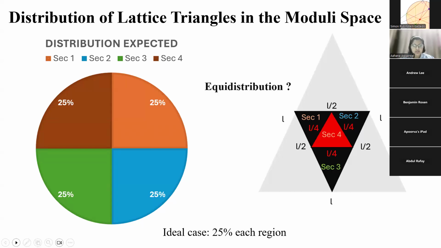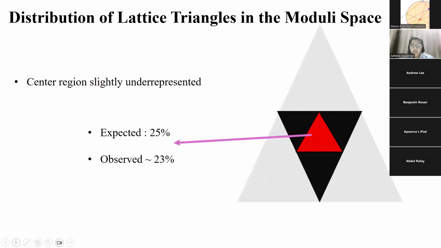So are these equidistributed? They're not. We find that only 23% of the points lie there. Though that may not seem like a very high number, it is significant when you're considering about 100 million points. This central red region is slightly underrepresented.